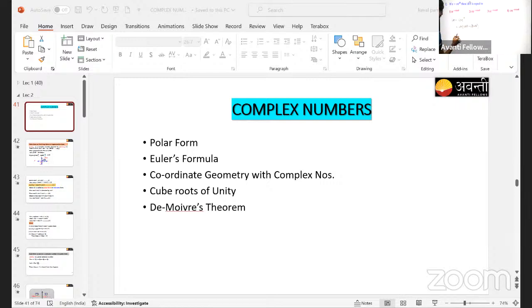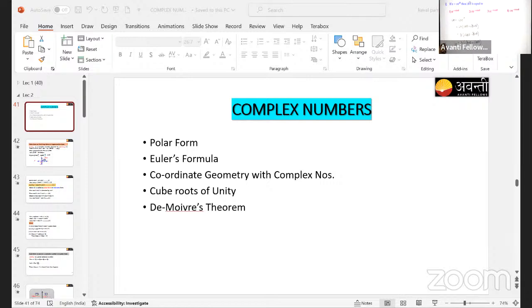We'll multiply i inside, so I'll get R times i cos theta, i square is minus, so minus sin theta. So basically we got R times minus sin theta plus i cos theta. This is the value of iz.